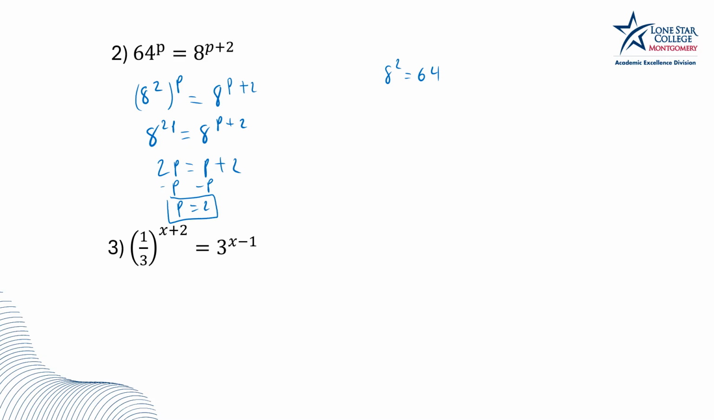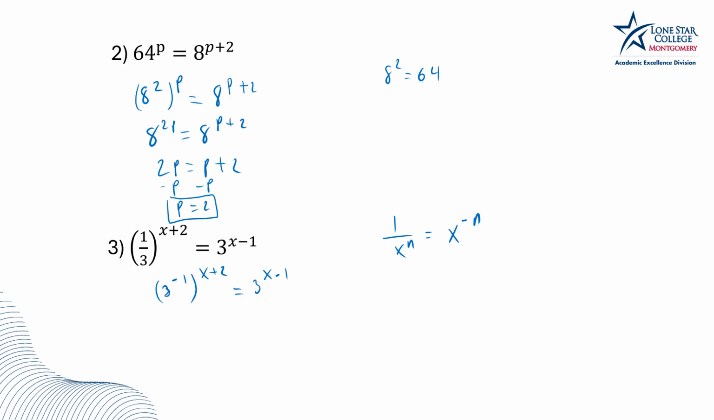Now moving on to number 3, we have 1/3 raised to the x plus 2 equals 3 to the x minus 1. So when we look at 1/3, we can actually, again, use the rules for exponents. As a reminder, if you have 1 over x to the n, that can be written as x to the negative n power. So we apply that to our left-hand side of our equation. So 1/3 can be written as 3 to the power of negative 1 raised to the x plus 2 equals 3 to the x minus 1.